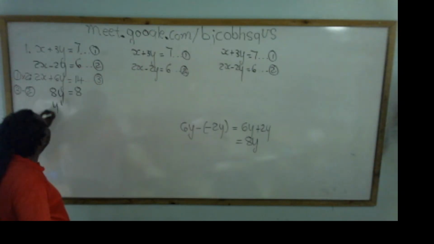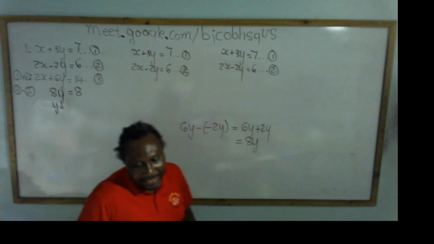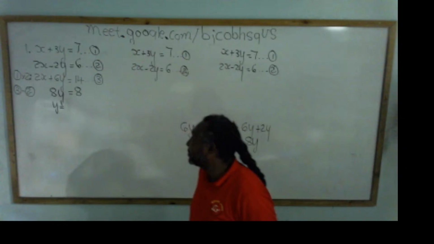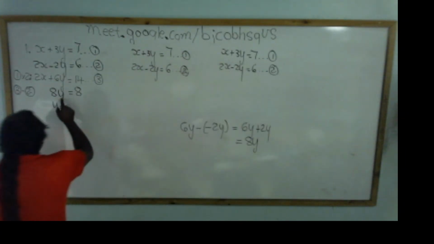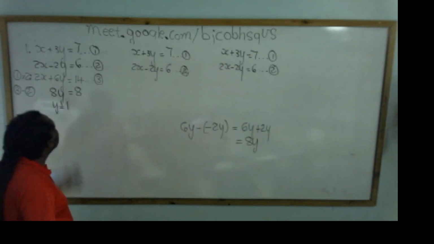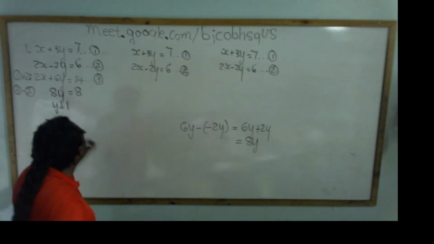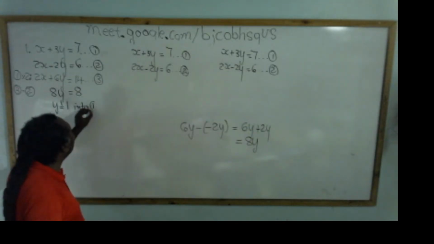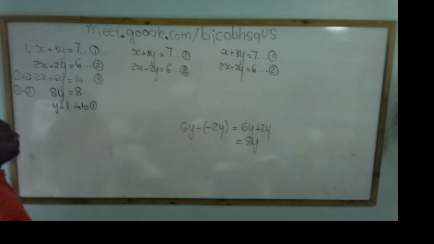8y is equal to 8. 8 times something, and the result is 8. That something has to be 1. Now that we have found the value of y to be 1, we will place that into one of the equations. I'm going to put that into equation 1 because equation 1 seems to be the simplest of all.